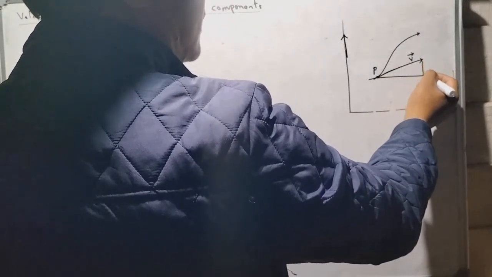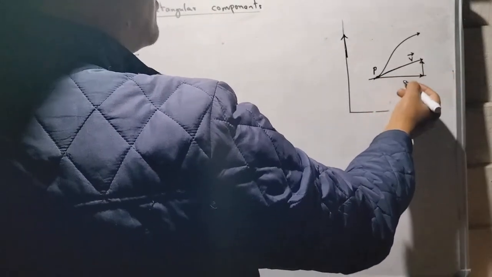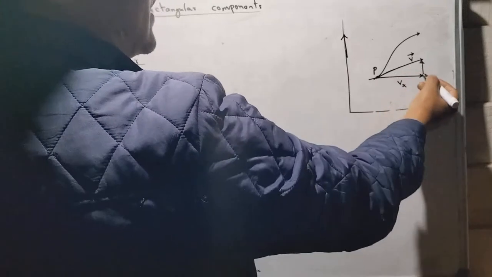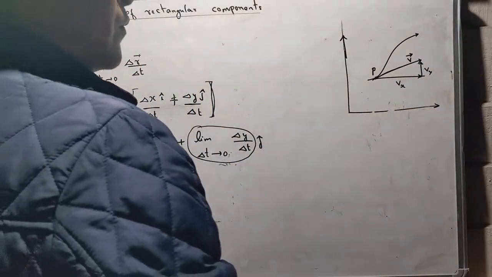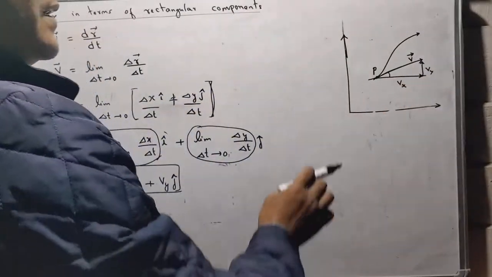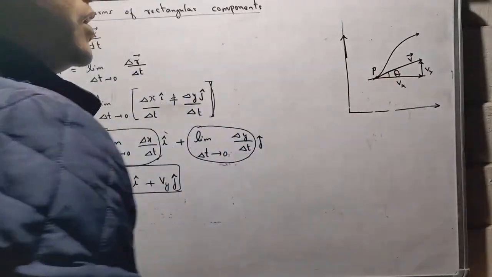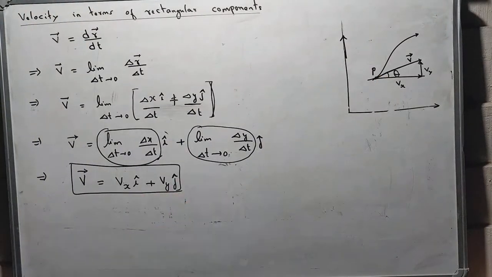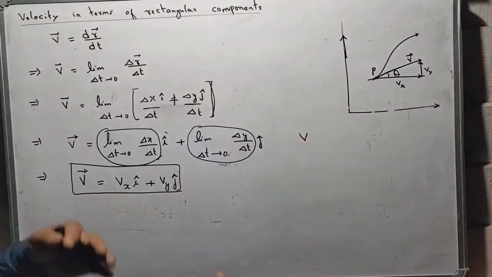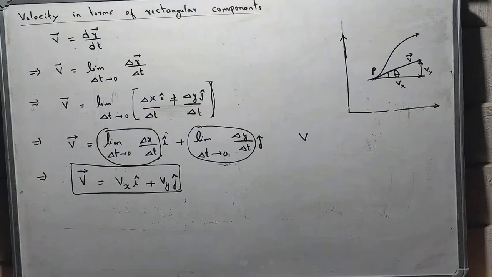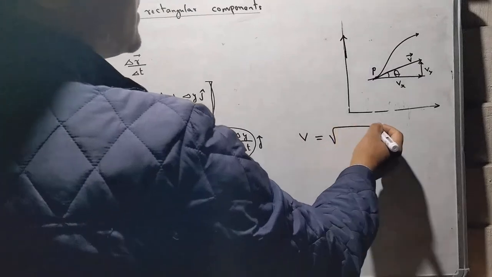Suppose this line here is the component of v along the x-axis, so we write vx, and this vertical is the component of v along the y-axis, so we write vy. Let us say that the instantaneous velocity v makes an angle theta with respect to the horizontal, or with respect to the x-axis. Then we can say that the magnitude v, as we have seen before in the rectangular components of a vector, can be written as follows.